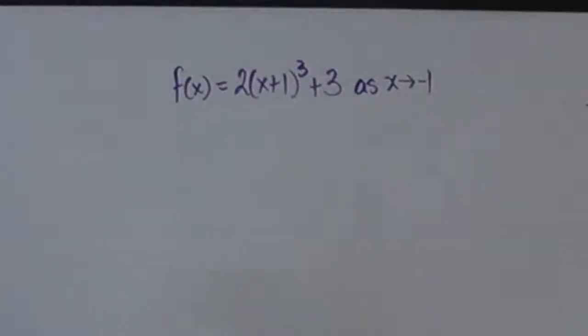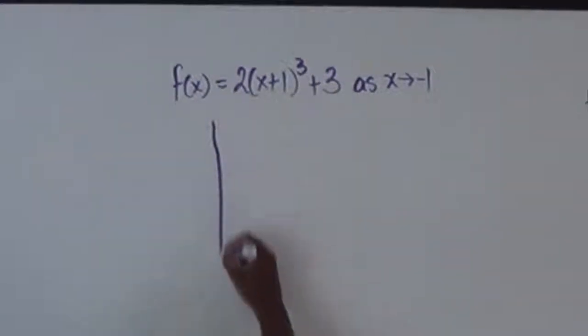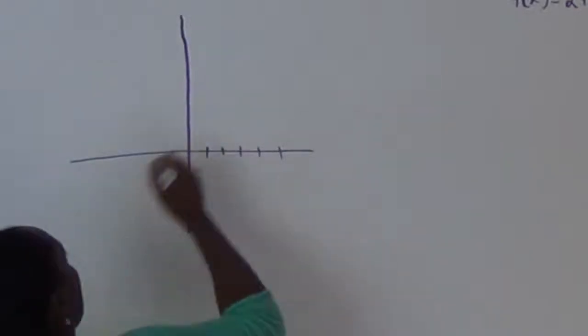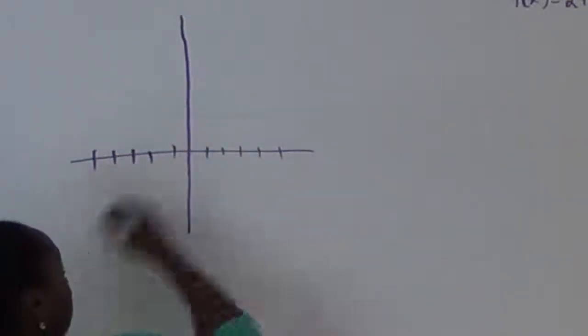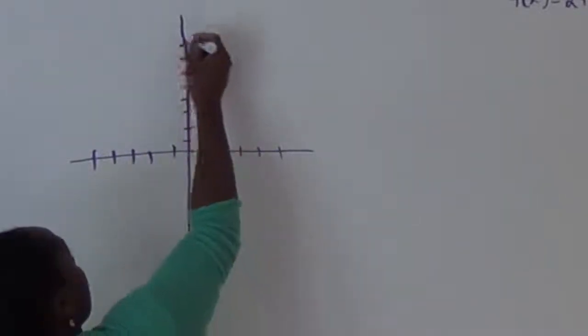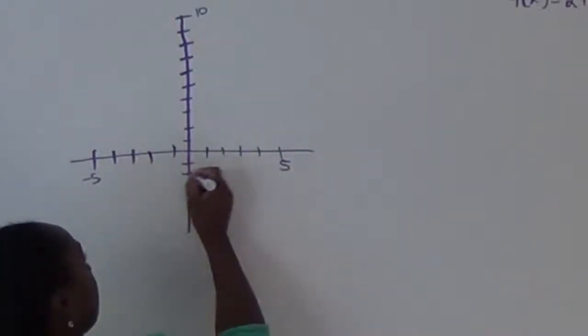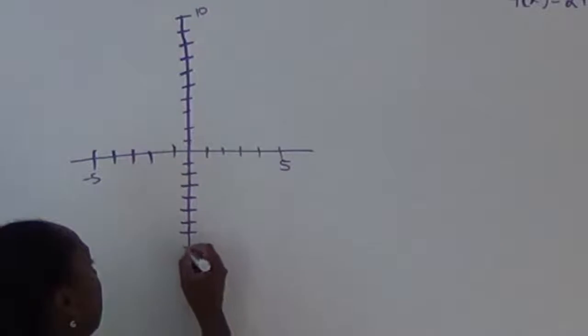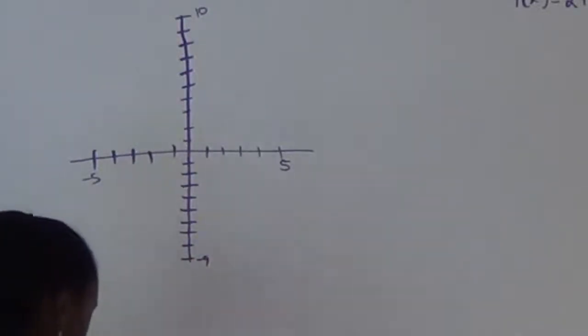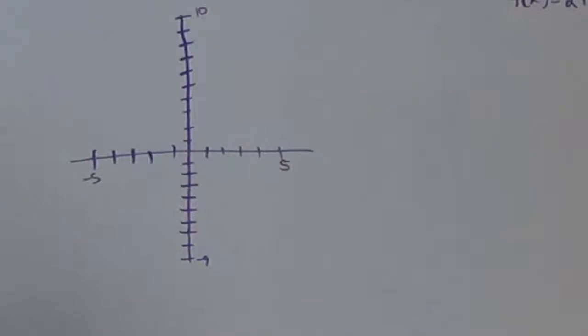Let's look at another example. In this example, we've got another polynomial function. f of x is equal to 2 times the quantity (x plus 1) cubed, plus 3. Again, we're going to begin by graphing our function. Just like before, we can graph this.